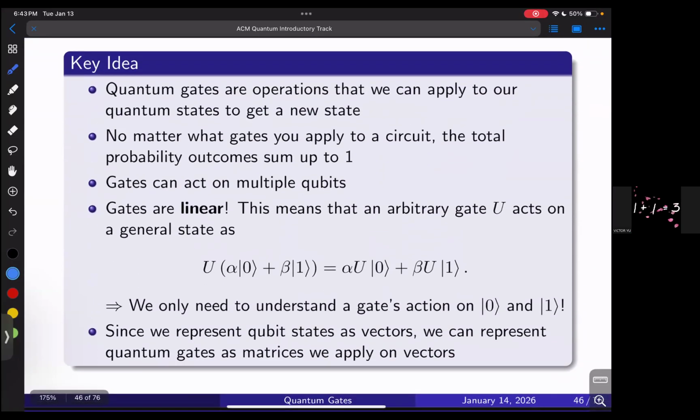And similarly, we showed a representation of qubit states as a vector. So in this case, our quantum gates can be represented as matrices, and then we can basically multiply a matrix and a vector, and then get a new vector, like a transformation.